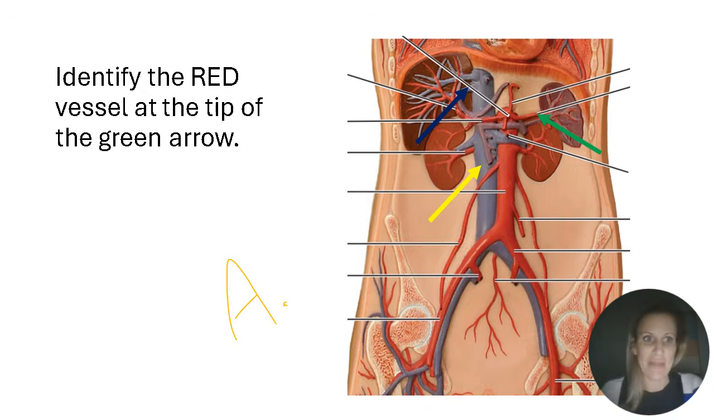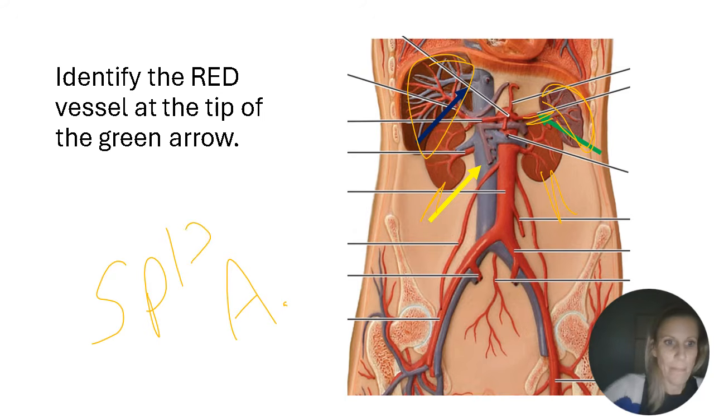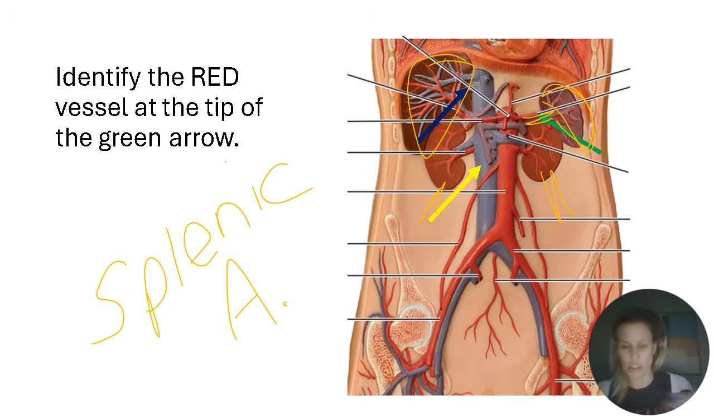Okay, so the red vessel at the tip of the green arrow. So I'm talking about this red vessel right here. Right off the bat, remember, get a kind of grip on your organs. These two down here, those are paired. Those are the kidneys. Then we have this large brown one here, that's the liver. And then the organ that we're talking about in this case is the spleen. So we're talking about the red vessel going to the spleen. That's the splenic artery, right? No left or right, it's just the one. So splenic artery.